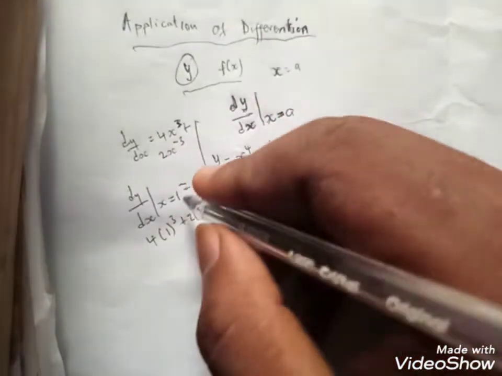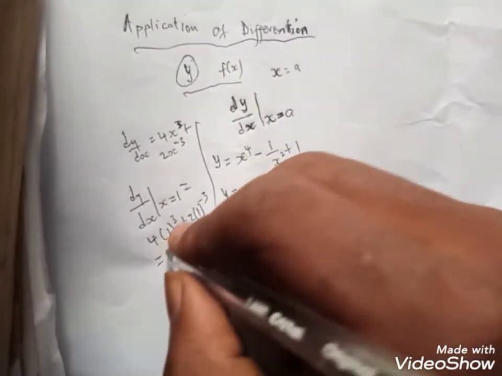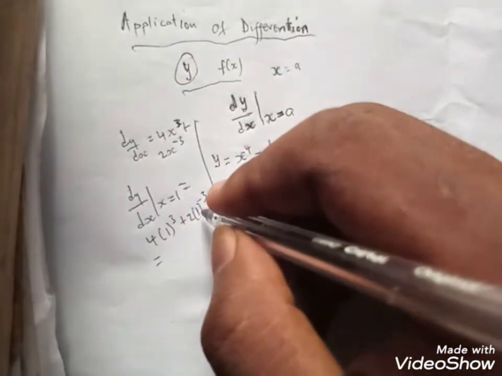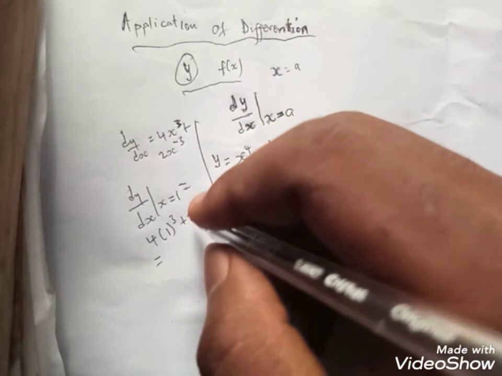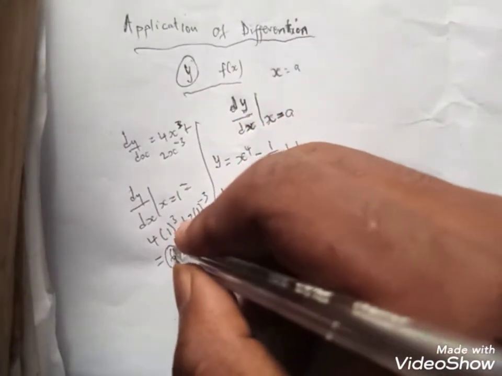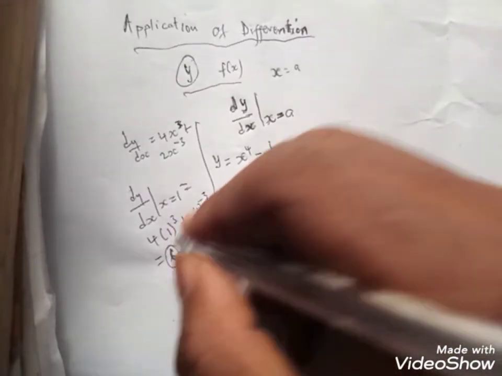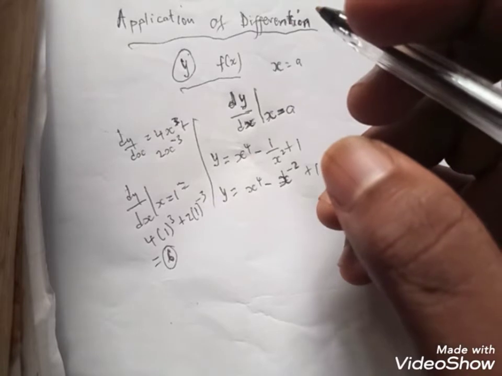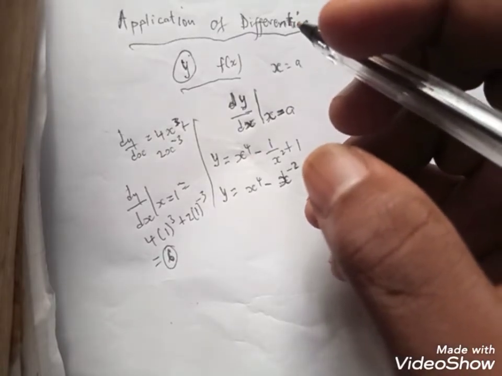So in evaluating this, what will we get? 1 power 3 is 1, times 4 is 4. 1 power minus 3 is 1, times 2 is 2. So 2 plus 4 is 6. So 6 is our gradient at that instant. So that is it. And what do we mean by our gradient?